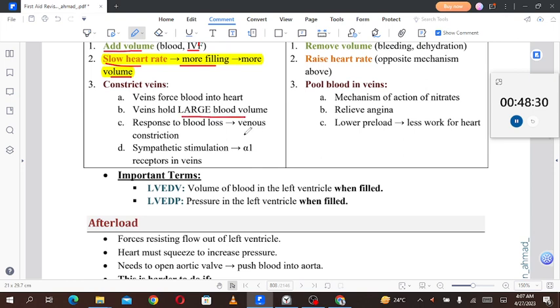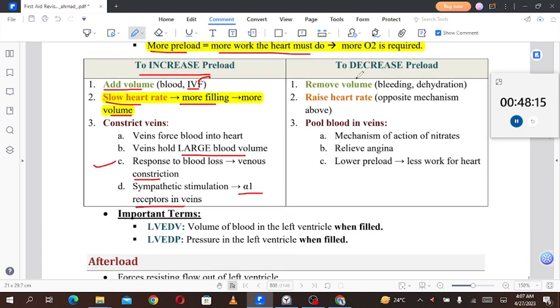Response to blood loss: venous constriction. So whenever there is blood loss, there will be venous constriction. Sympathetic stimulation will cause the alpha-1 receptors in the veins to be activated, and that results in the constriction. Okay. To decrease the preload, remove the volume, bleeding, and dehydration.